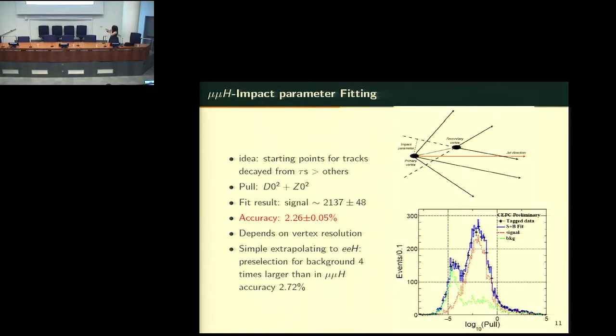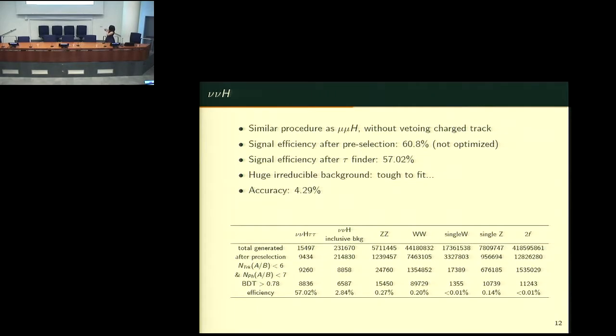And here, if we draw this distribution of the impact parameter for the signal and for the background, we can use it to fit the signal strength in the mu Higgs channel. And the accuracy we got here is roughly 2.2%. And a similar study can be done in the e Higgs channel. It's not done, but we simply extrapolate it to the e Higgs channel.